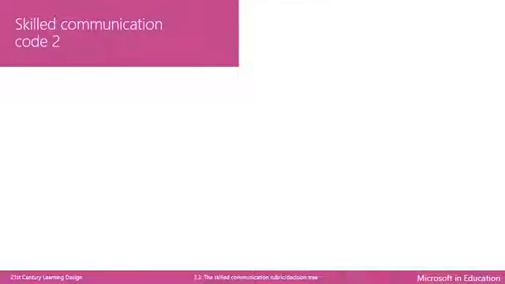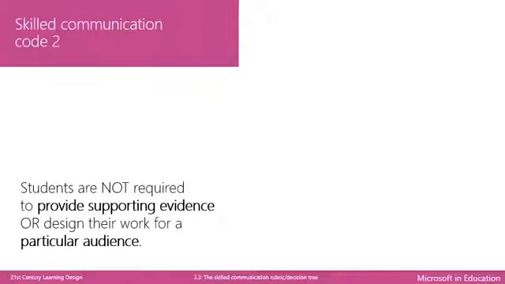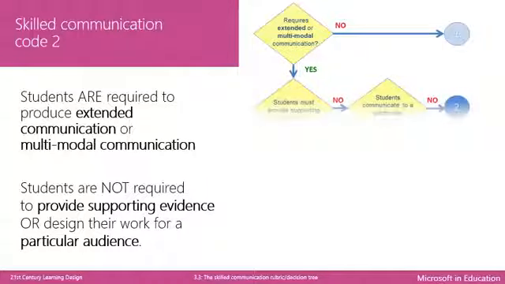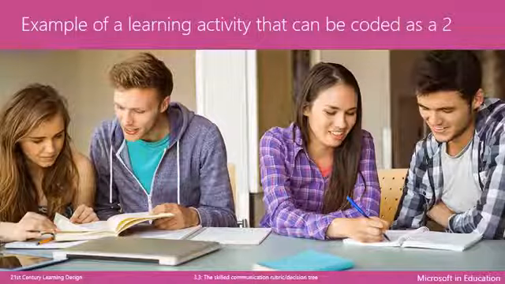As I said, the first question asks if the activity requires extended or multimodal communication. If the answer to this question is yes, students are required to produce extended communication or multimodal communication, then I must ask if the students are required to provide supporting evidence. If the answer is no, then I must ask if the students communicate to a particular audience. If the answer to this question is also no, the learning activity is coded at a 2. In other words, students are not required to provide supporting evidence or design their work for a particular audience. This is an example of classroom activity that can be coded as a 2.